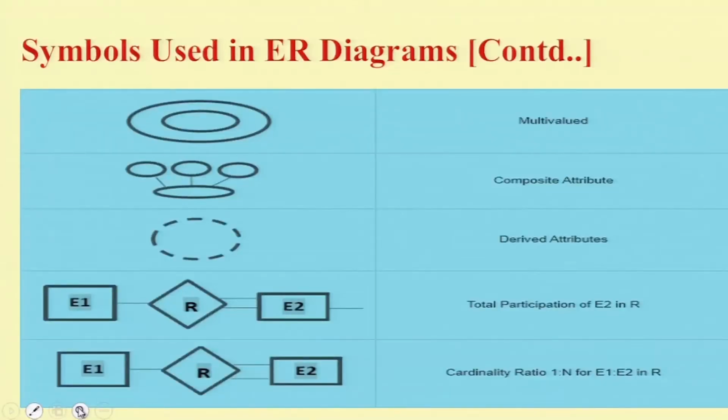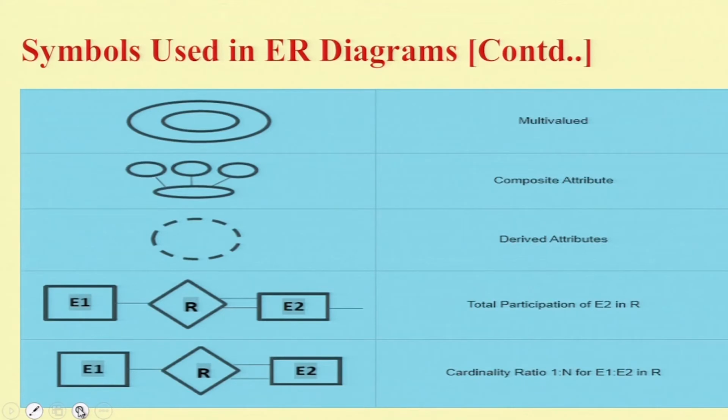As far as this particular diagram is concerned, E1 transacts one time, and many different transactions have been made. So that is called 1:n for E1 and E2 in relationship R. These are some of the symbols that are used in the ER diagrams.